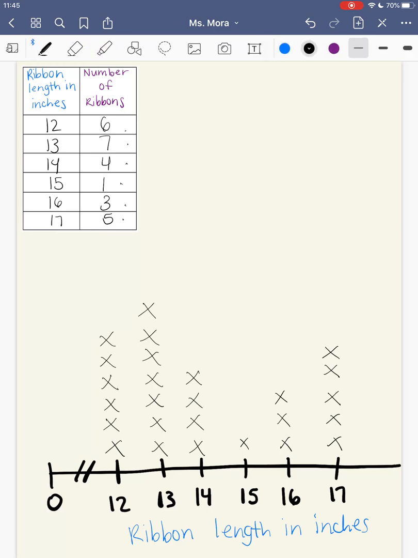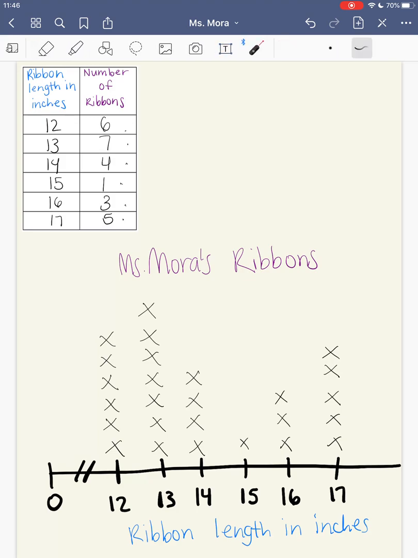So, oh, and I forgot one step. The title for my graph. Because in my data table it just says number of ribbons, so I'm just going to make my title Miss Mora's Ribbons. Or you could have titled it Number of Ribbons, or Ribbons in the Drawer, Ribbons in the Closet, okay? And that is it. So now we're done drawing our line plot, okay?